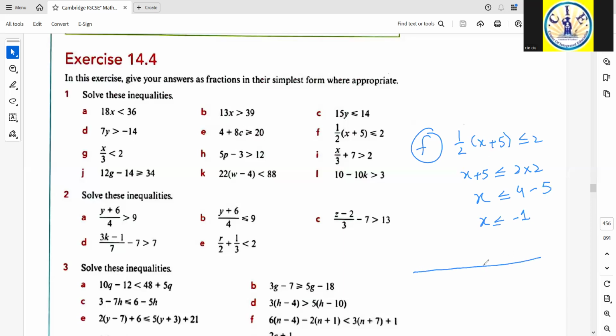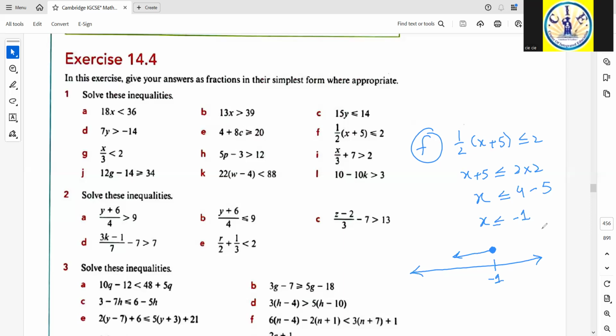Drawing it on the number line, though it is not the requirement of the question, I'm doing it. We would fill this circle, and the values of x are lesser than or equal to negative 1. So this is how it is to be shown on the number line.